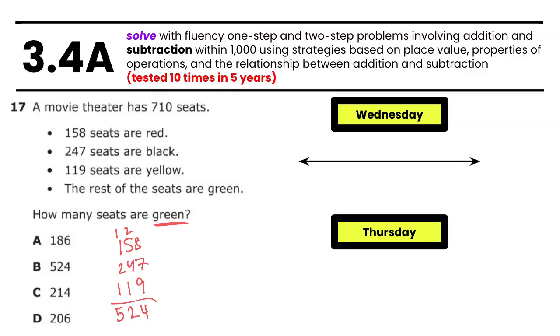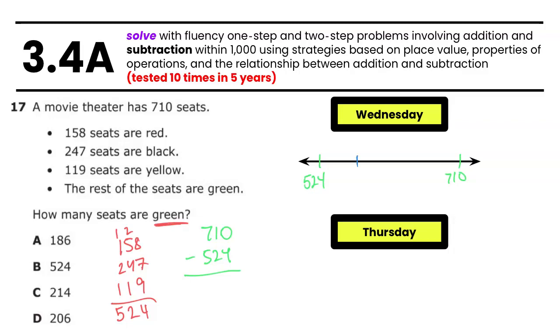Now, we know that the next thing that we're going to have to do is subtract from 710 so that we can get the number of green seats. And so we have 710 minus 524. If we were going to do this on Wednesday, our strategy would be to solve on an open number line. And so we would start with 524. Our objective is to count up to 710.